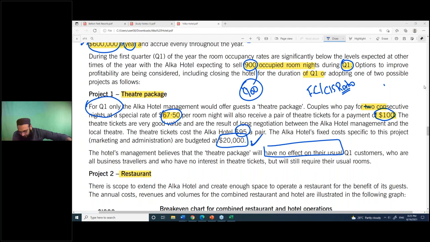Okay, it should be opted. It is earning a contribution. It is too much. Have no effect on quarter 1 customers. That's perfect. It should be opted. Okay, now perfect. Now see.